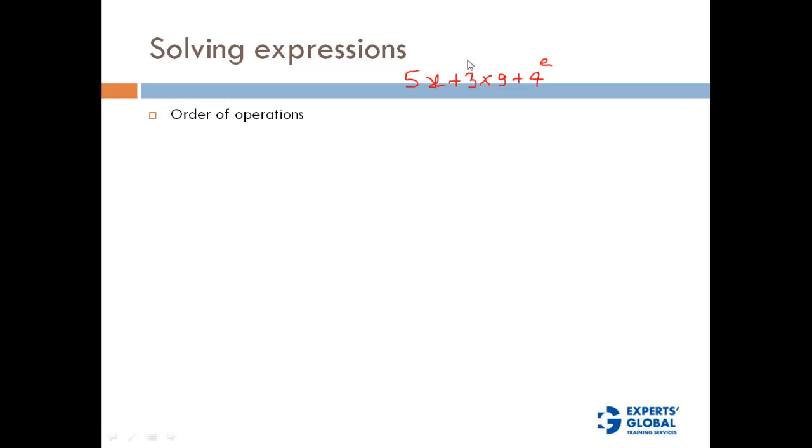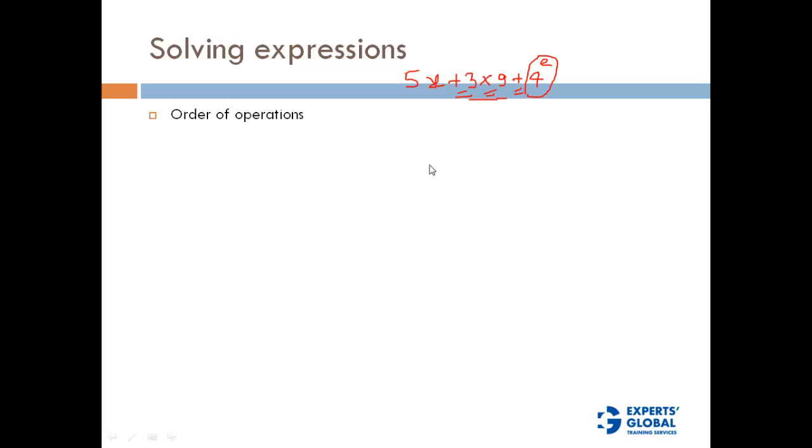So how do we find out that value? Do we do this 3 into 9 first? Do we do this 4 into 4 raised to 2 first? Do we do this operation first, or this operation first, or this operation first? So there's a particular order that we need to follow, and this is a very basic thing in algebra. You have to follow that order whenever you are coming across any algebraic expression that has multiple operations.